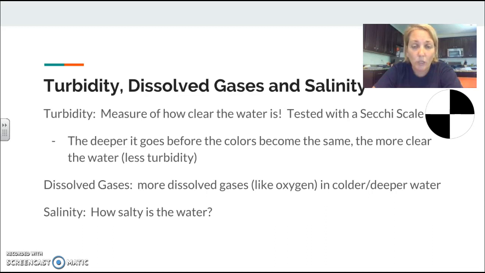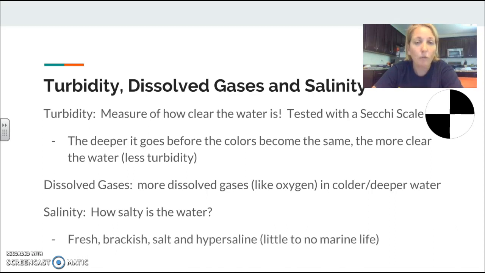Salinity means how salty is the water, and there's a range of salinity when we talk about the water supply here on Earth. So fresh water is going to have little to no salinity, which is what we want if that's what we're using for our daily lives and living. Brackish is going to be where salt water meets fresh water.